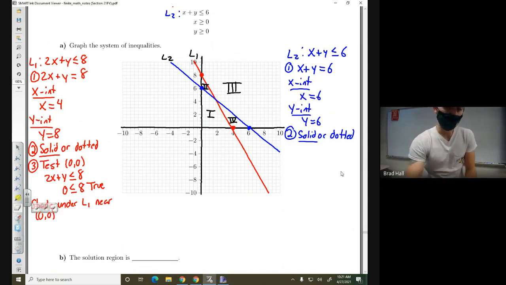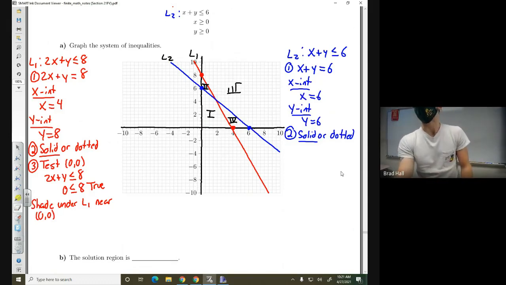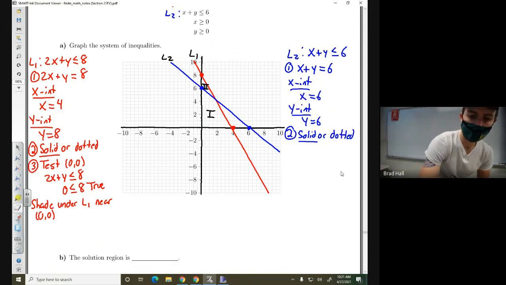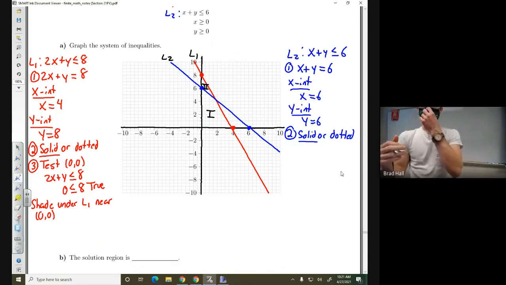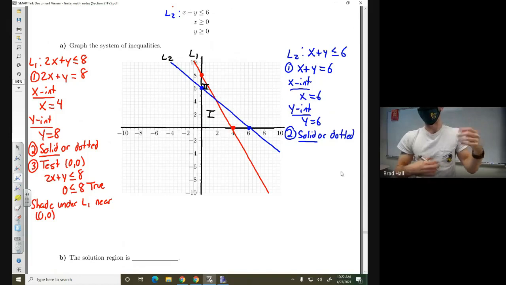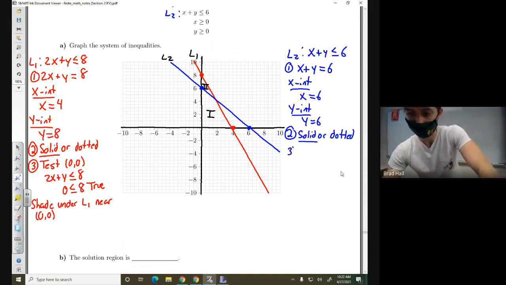That instantly gets rid of region 3, because that's not under the red line, that's above. And region 4, same idea. So now we're down to regions 1 and 2. Region 2 is that very tiny region. It might be a little difficult to see. So we move on to the second line, because regions 1 and 2 are separated by the second line, the blue line. So we need to figure out which one of these we select.